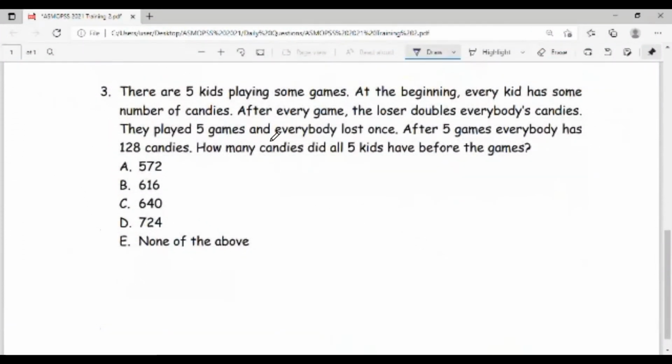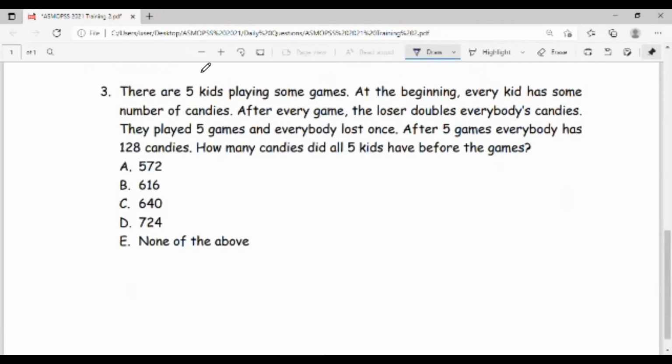Number 3, there are 5 kids playing some games. At the beginning, every kid has some number of candies. After every game, the loser doubles everybody's candies. They played 5 games and everybody lost once. After 5 games, everybody has 128 candies. How many candies did all 5 kids have before the games?